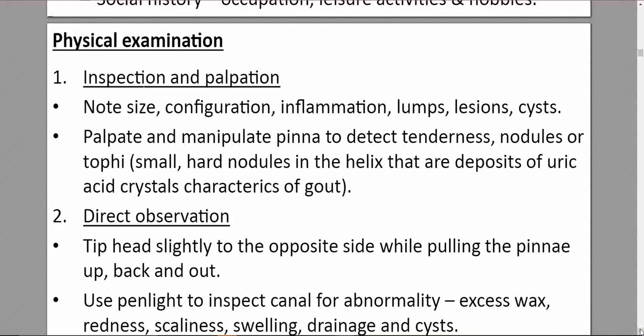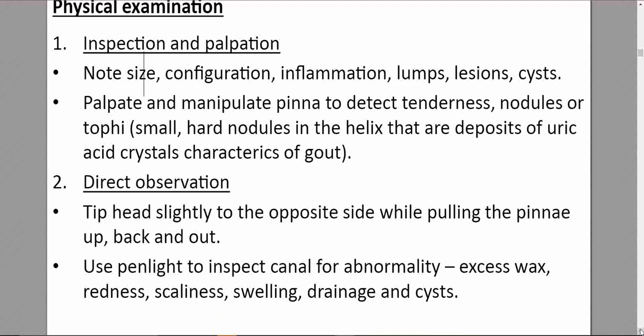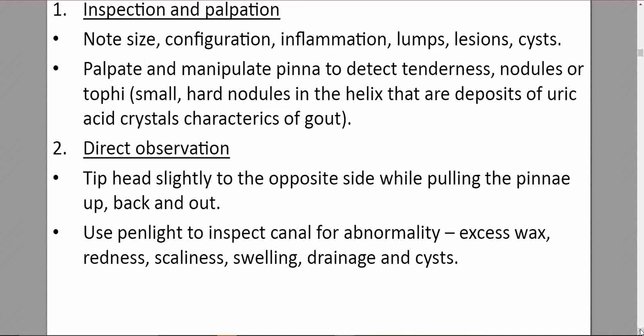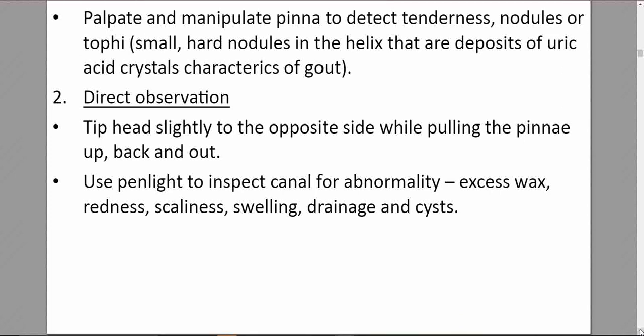Then on examination, you check on the physical examination. Inspection and palpation is the first thing. Note size by using your eyes, configuration, inflammation, if there are any lumps or lesions or cysts. Palpate and manipulate the pinna to detect tenderness, nodules or tophi, small hard nodules in the ear that are deposits of uric acid crystals characteristic of gout. For direct observation, tip the head slightly to the opposite side while pulling the pinna up so that you can see. So you push it to the opposite side, then you pull the inner pinna back and out, and then you'll be able to see.